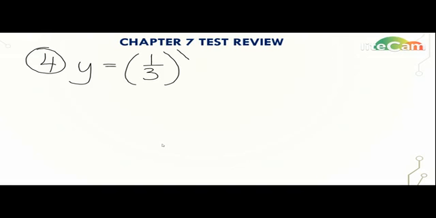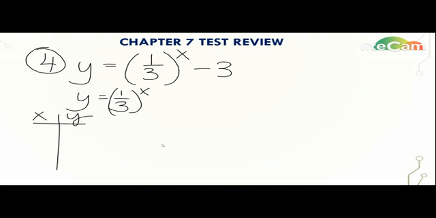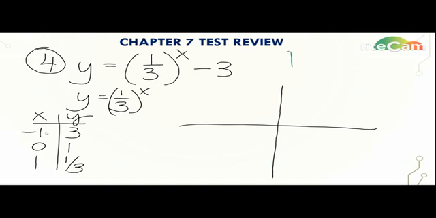Okay, the next graphing problem is y equals 1/3 to the x minus 3. So I have y equals 1/3 to the x. I'm going to take out the translation right here. And I have 3, 1, and 1/3. Notice that 1/3, when you flip that over, you get 3. 1/3 to the 0 is 1, and 1/3 to the 1 is 1/3. Okay, this is a decay graph. So here's the thing. I need to make sure that I am watching what this is supposed to look like. So I'm going to make sure this looks like a decay.